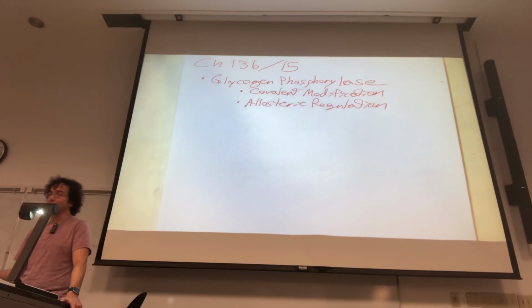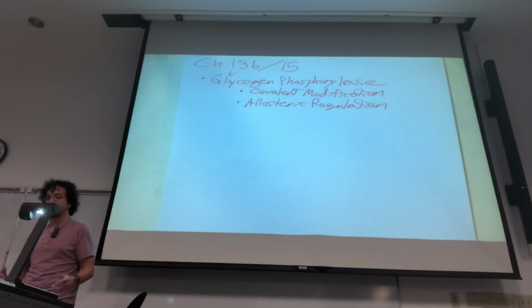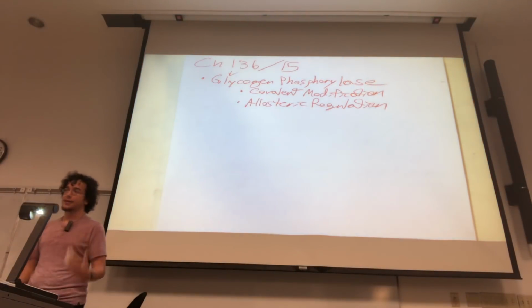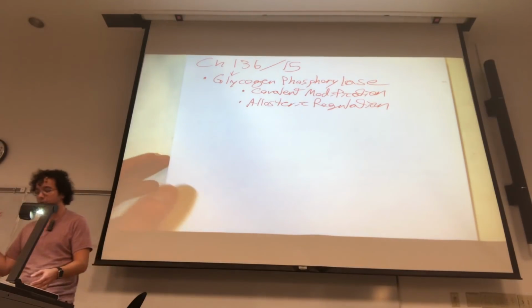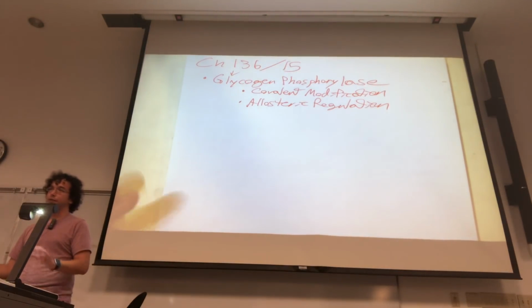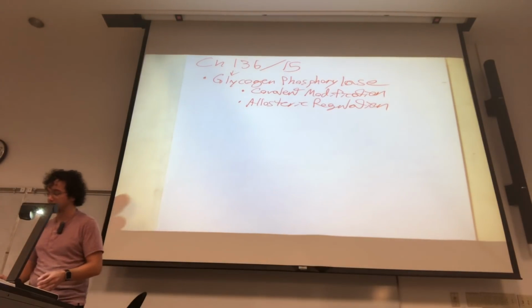So if we want to actually get glucose out of glycogen, this is the very first enzyme that begins that process, and that is glycogen phosphorylase. So the substrate of glycogen phosphorylase is glycogen, all right? And it's going to attach a phosphate to it, and other enzymes will begin to rip glucose off of glycogen.